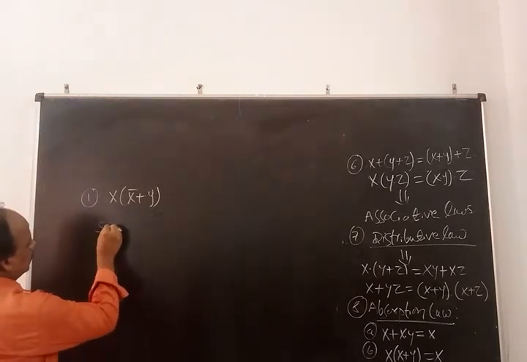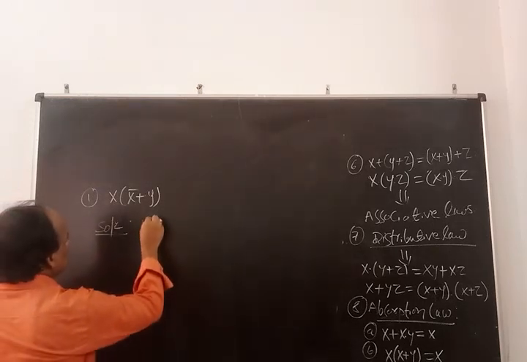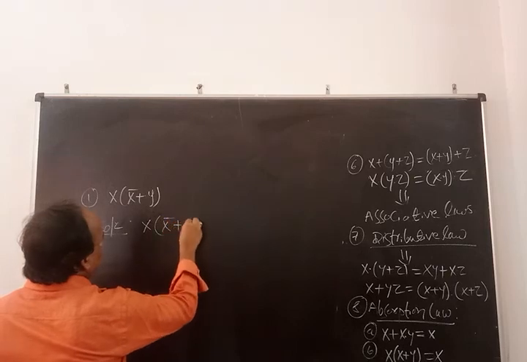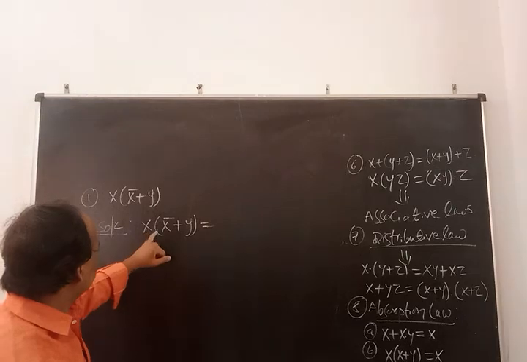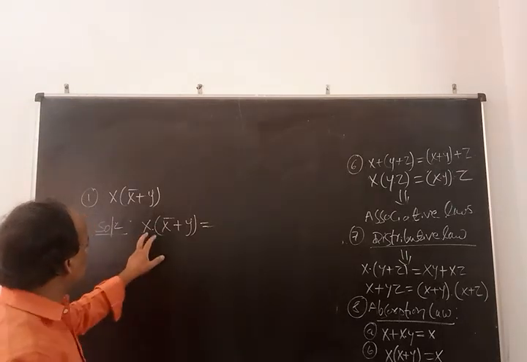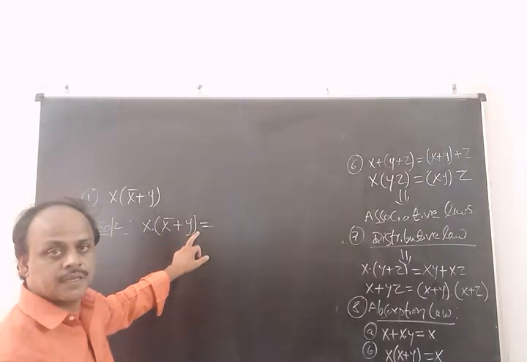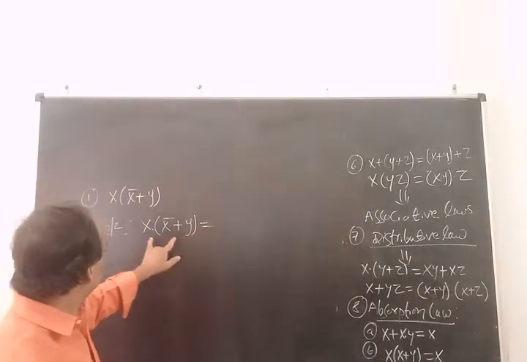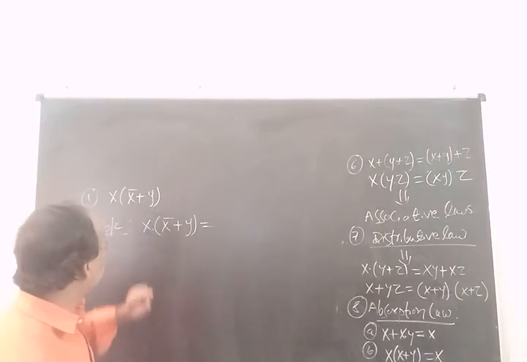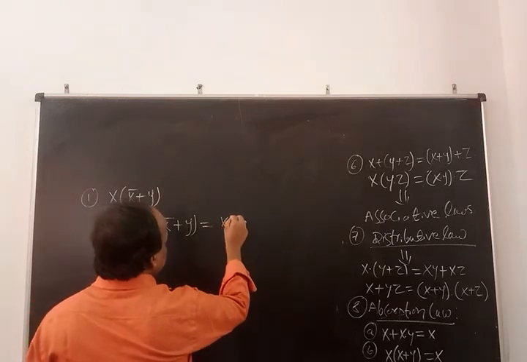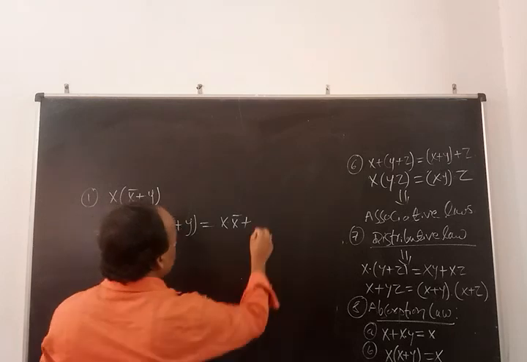Solution. Given expression is x into bracket of x bar plus y. Right? So here two terms are there. X is first term, bracket of x bar plus y is second term. So what we have to do? Multiply this first term with second term. What we get? X into x bar plus x into y.